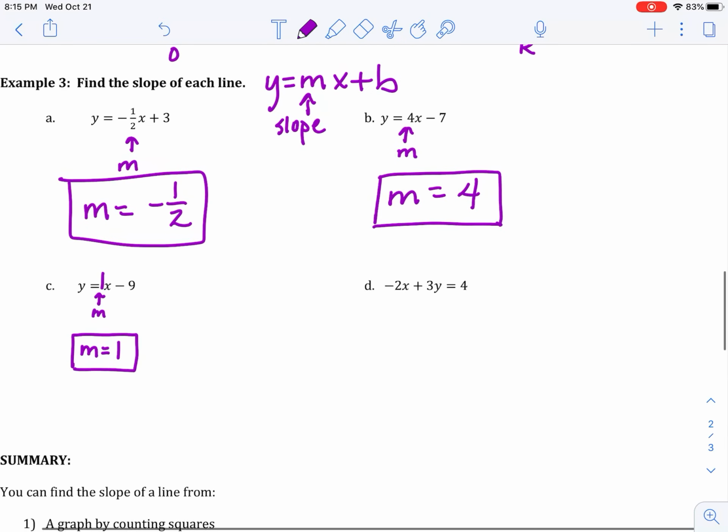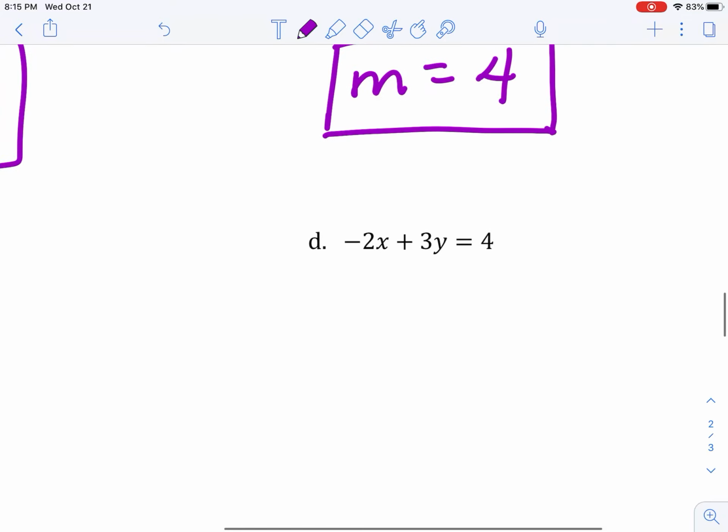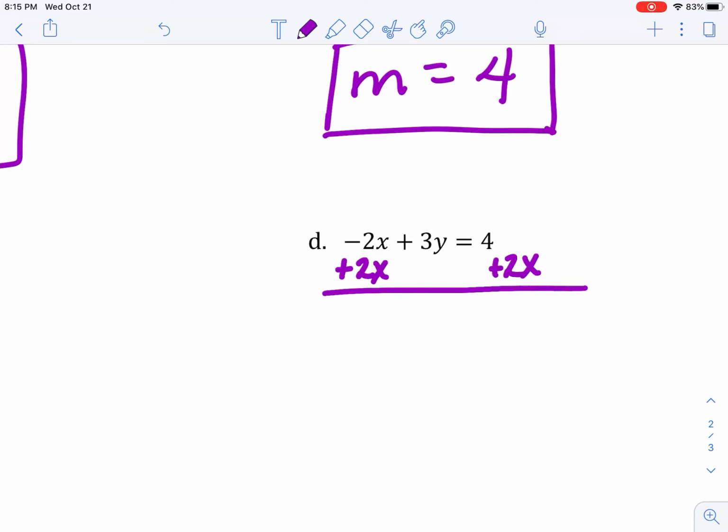And in D, we have a problem. We're not written in slope-intercept form. So we have to isolate our y. So again, you've done this in Algebra 1, so let me remind you what to do here. To isolate our y, we're going to get rid of 2x by adding 2x to both sides. That means it cancels off of the left side, and we're ending up with 3y equals. On the other side, I'm going to write my x term first because I'm trying to write it in mx plus b form. So I'm going to write 2x plus 4.